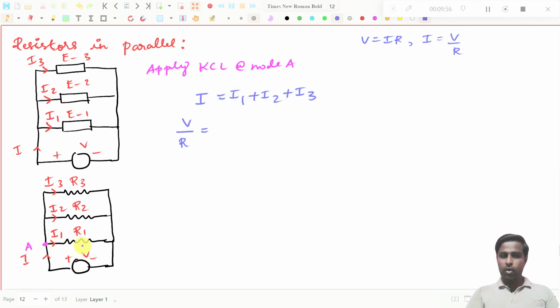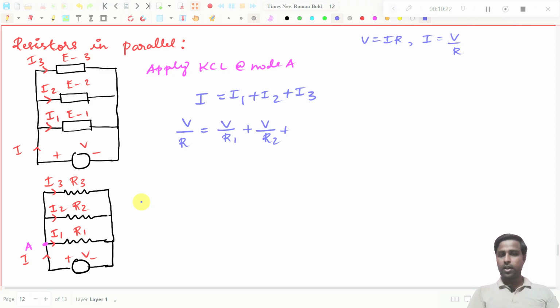What is the voltage across this resistor? All the resistors will get what voltage? Same voltage, V. Every resistor is getting the voltage V, and the resistor value is R1. If I want to write I1, it will be V divided by R1, right? Plus, for I2, for R2, I am getting current I2, but the voltage is the same. So this will be V by R2, as well as here you see V by R3.